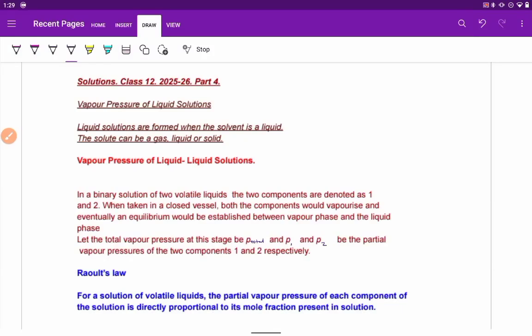Today we will deal with the topic solutions for class 12, 2025-26, and this is part 4 of the chapter. Today we will see vapor pressure of liquid solutions. Now how do we get liquid solutions? Liquid solutions are formed when the solvent is a liquid, and the solute can be a gas or a liquid or a solid. In this we will see vapor pressure of liquid solutions.